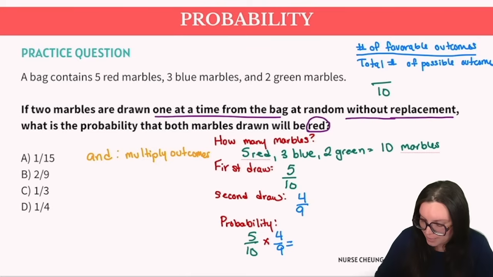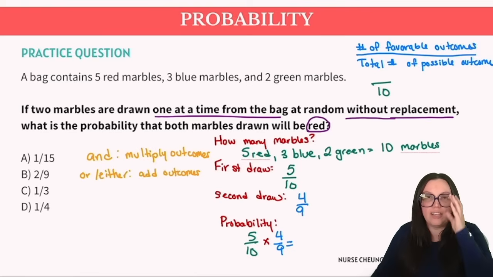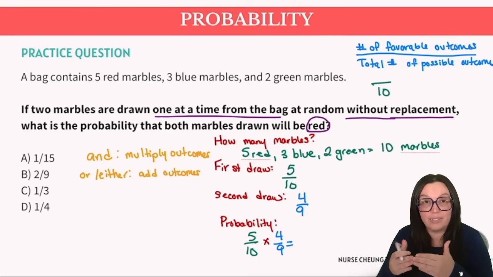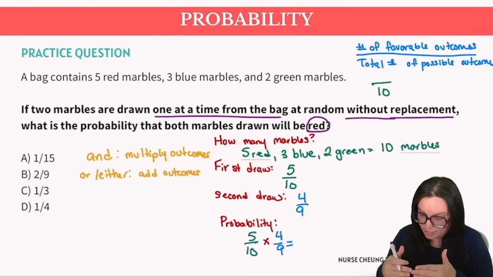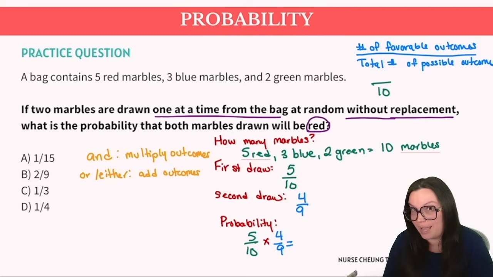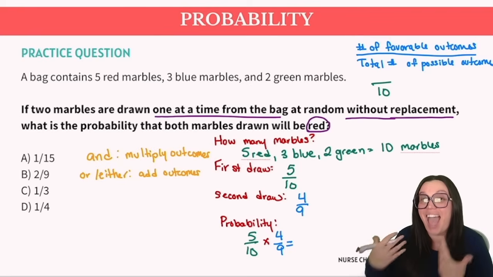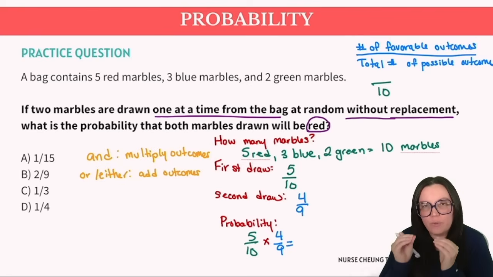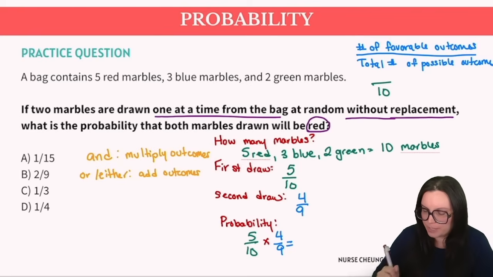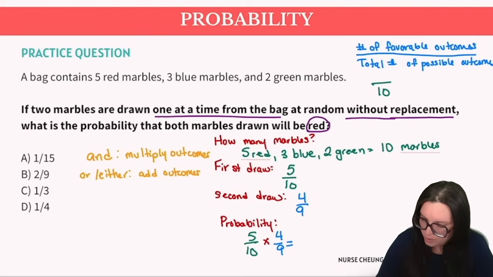Whereas if you start to see the word either or, we are going to add the outcomes together. So anytime that you are trying to figure out two things, like and, in this case, we're trying to figure out the probability of both marbles, right? And two marbles, we are going to multiply outcomes. Whereas if it was asking or, whether we were going to get a red or a blue, then we would add the outcomes together. So very important when you are taking your TEAS exam. In this particular case, we are trying to figure out both marbles, right? That's our and. So we are going to multiply.